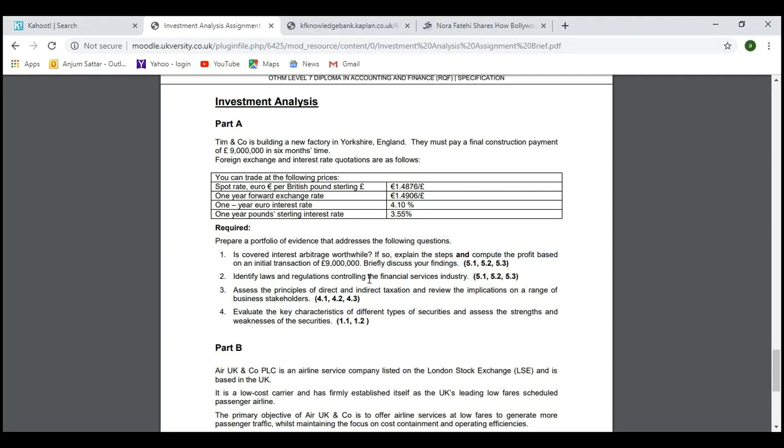What I'm going to do is prepare sample answers for these, just the first one. I'm okay with all the others, 2, 3 and 4. I'll prepare the key points, and in the next lesson I'll go through them as well. So, identify the laws and regulations. I think we discussed that in the last lesson.